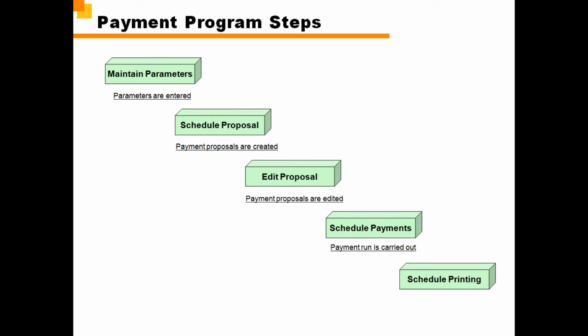This editing would be part of your schedule proposal only. So the first step is maintain parameter, then schedule proposal, and under the schedule proposal we have the editing option. Then the third step is schedule payment, and finally schedule printing or print program.